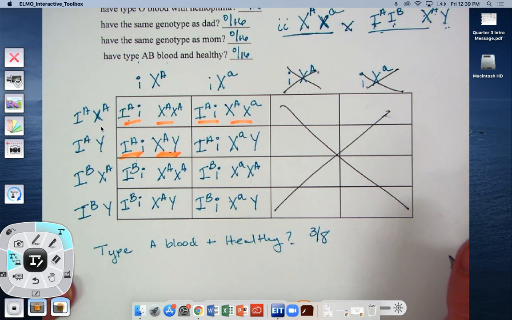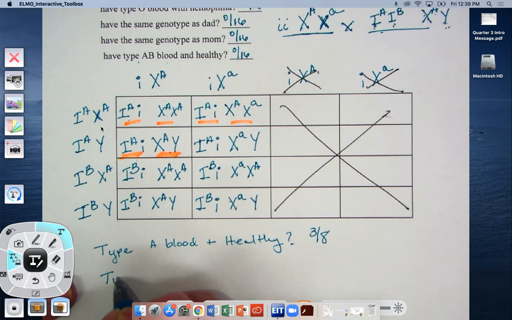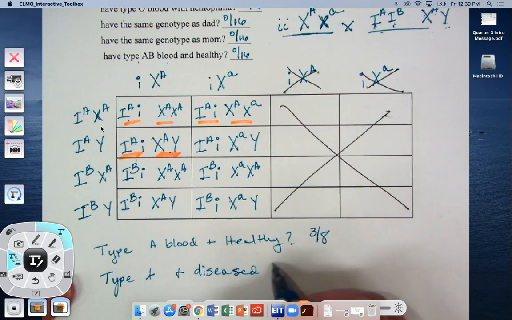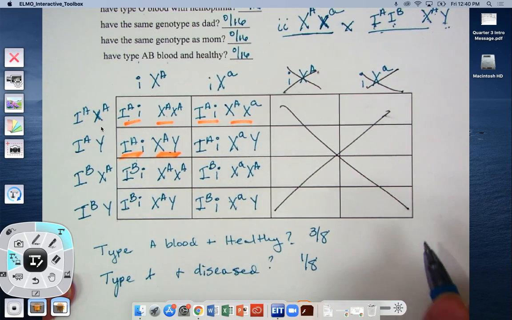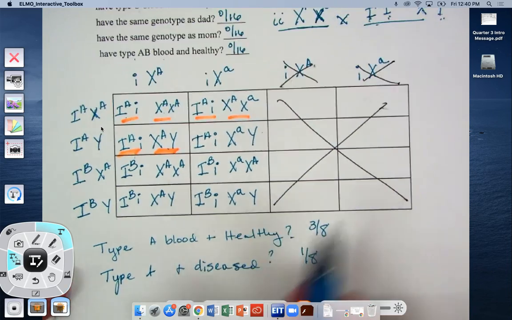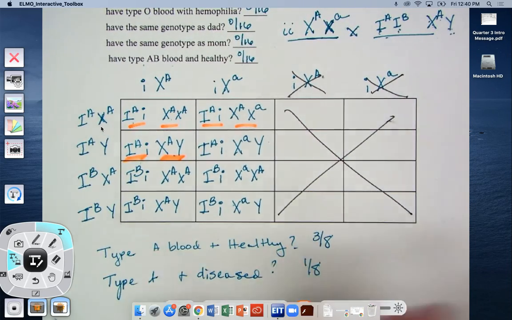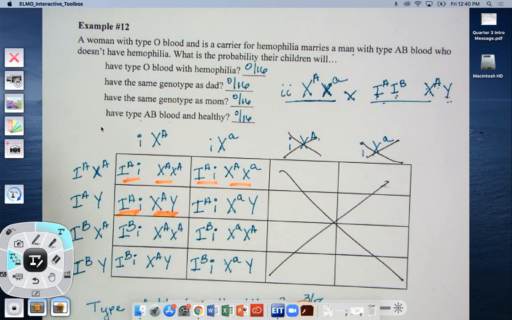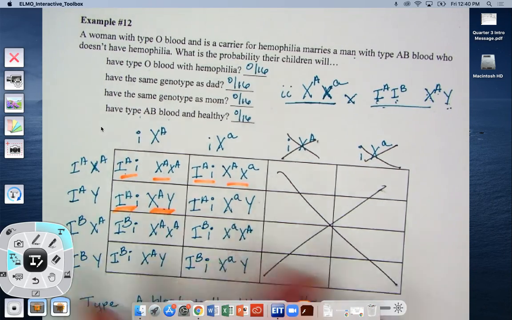So how about type A and diseased? 1 out of 8, right? Just this one. And I could do B, etc. So that's it. There you go. I hope I've covered enough examples that you'll be able to be successful on both your practice and your work.